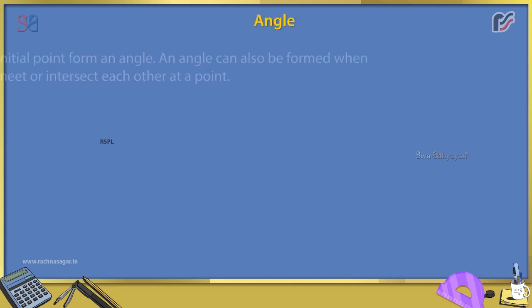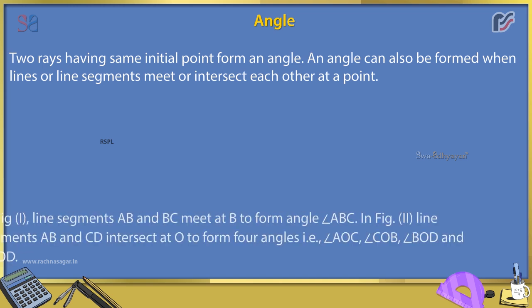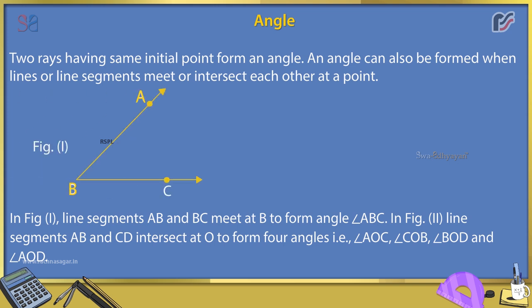Angle. Two rays having same initial point form an angle. An angle can also be formed when lines or line segments meet or intersect each other at a point. In figure 1, line segments AB and BC meet at B to form angle ABC. In figure 2, line segments AB and CD intersect at O to form 4 angles, that is, angle AOC, angle COB, angle BOD and angle AOD.